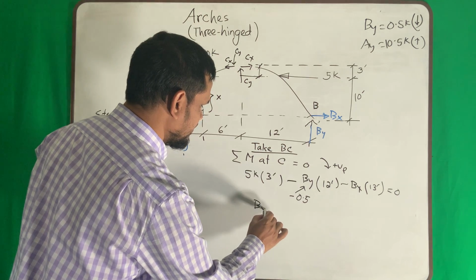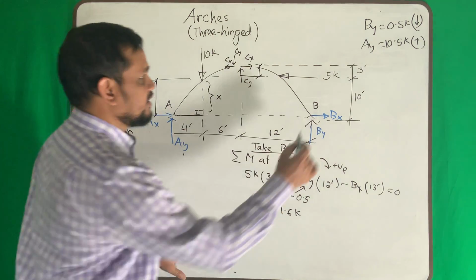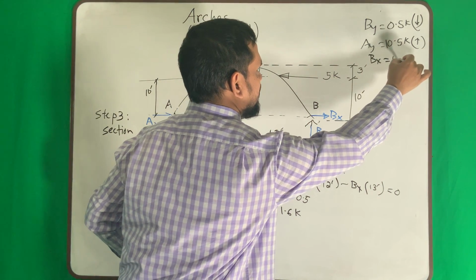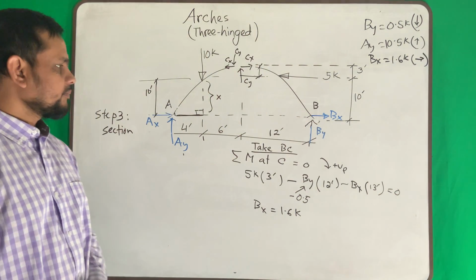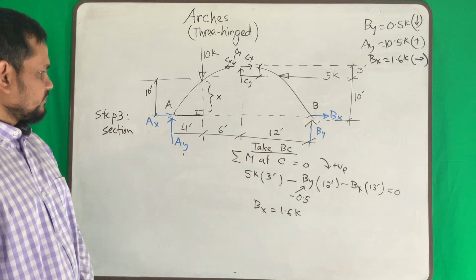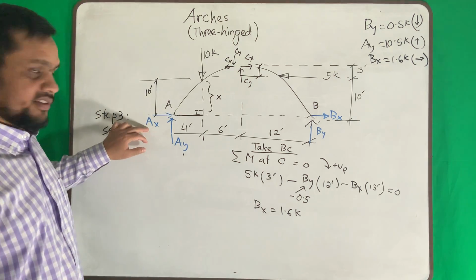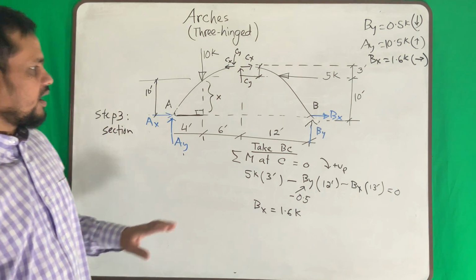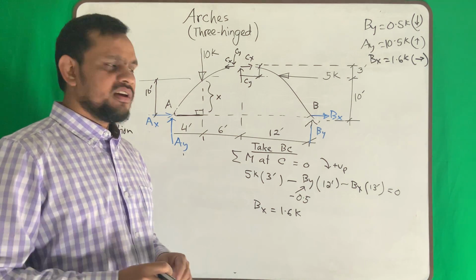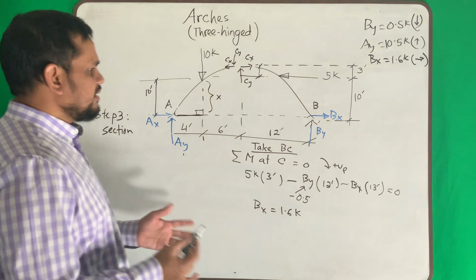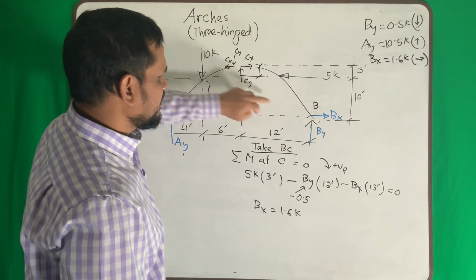So after solving, I got Bx 1.6 kip, and it is a positive number, that means my direction is right. List your answer: 1.6 kip, and it is that way. So Bx is done. Now, as Bx is done, if I consider the entire truss, I will get Ax. I'll not go there now. There are so many ways you can solve any structure. So what I can do, if I consider only this part, I can find Cx and Cy, because these two are known.